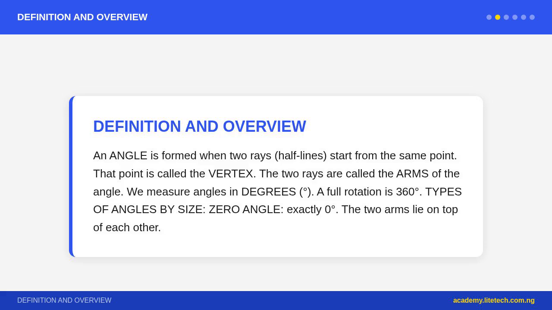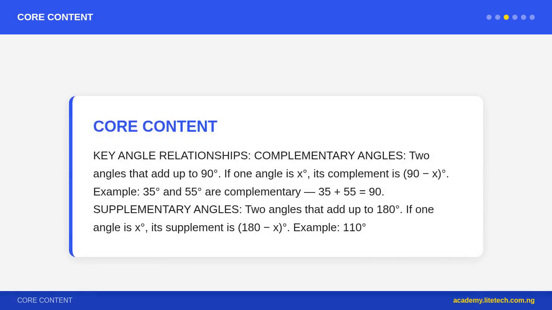Angles on a straight line: all angles on one side of a straight line sum to 180 degrees. If a line splits into three angles at a point, the three angles add up to 180 degrees. Angles at a point: all angles around a single point sum to 360 degrees. Example: four angles at a point are A, B, C, D. A plus B plus C plus D equals 360 degrees.